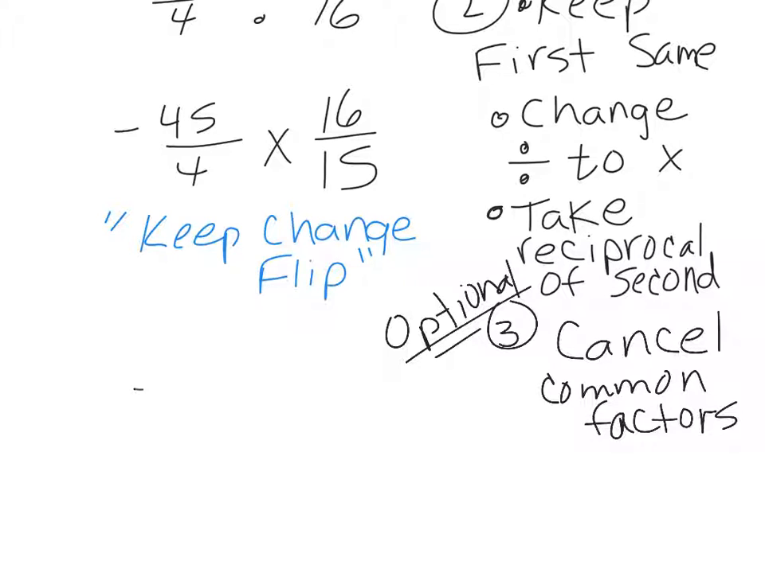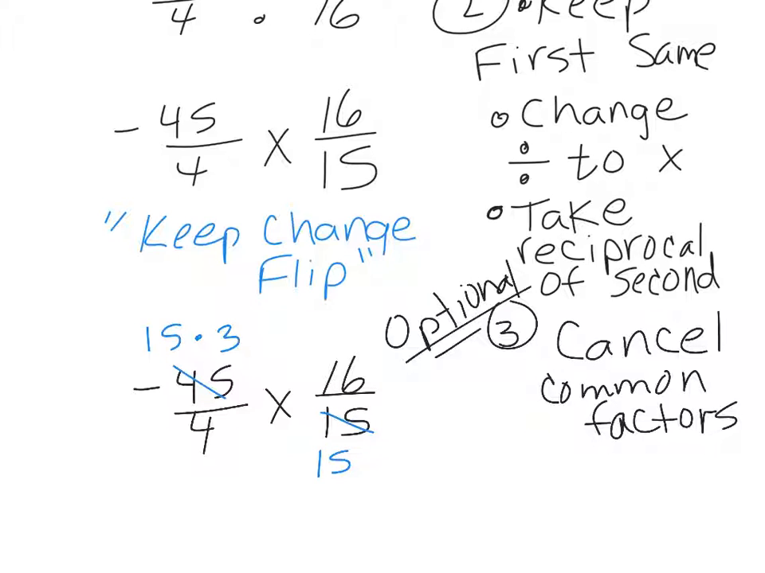So let me show you what I mean. I'm going to rewrite negative 45 over 4 times 16 over 15. So 45 can be broken up into 15 times 3. The same way that this can be broken up into 15 times 1. There is a common factor there. As long as they're diagonal or on top of each other, you can cancel. So you notice there's a 15 in the denominator of that fraction. 15 times 3 will get you that 45. So that means that you're going to be able to cancel out those two 15s.